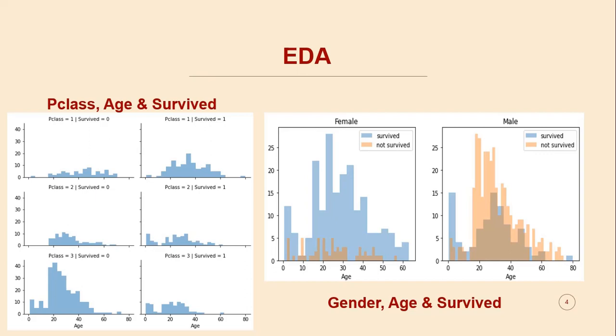The next step we will be doing is EDA, that is exploratory data analysis. Here we have a graph between passenger class, age and survived. We can see on the left-hand side it is indicating passenger class as 1 and survived as 0. That means this graph is showing the number of people that were riding in passenger class 1 and died.